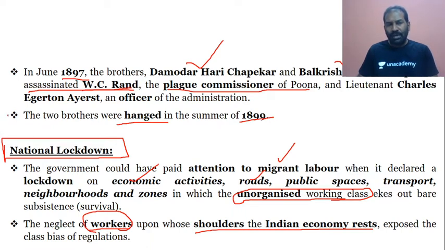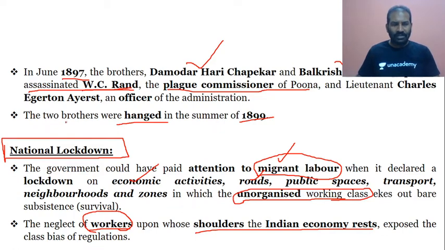So we have looked at what happened with the Epidemic Diseases Act 1897, and who reacted: Bal Gangadhar Tilak, and then Damodar Hari Chapekar and Balakrishna Hari Chapekar, who assassinated W.C. Rand. Again, we are linking it with what has happened now with the national lockdown during the epidemic of SARS-CoV-2, wherein the government could not foresee the situation of the migrant laborers, and did not put a foolproof mechanism in place to handle it.